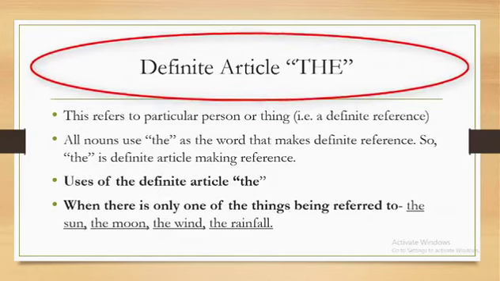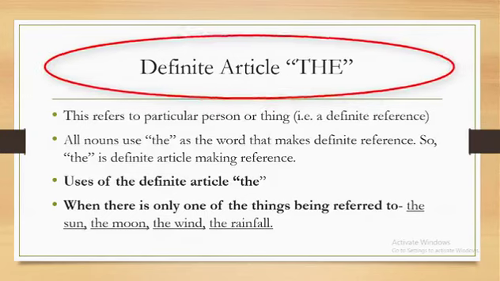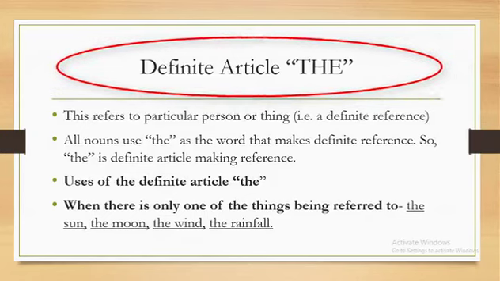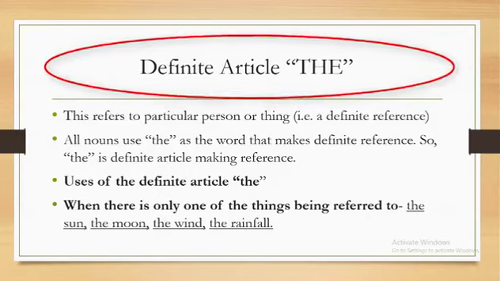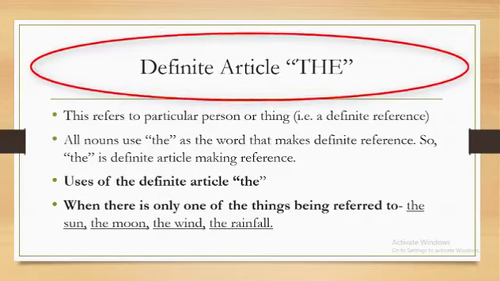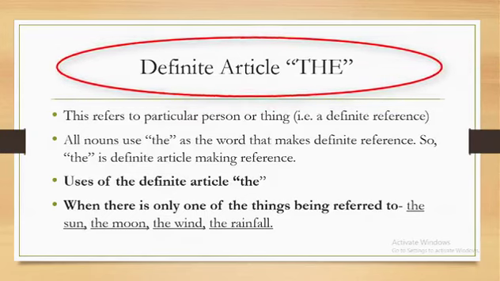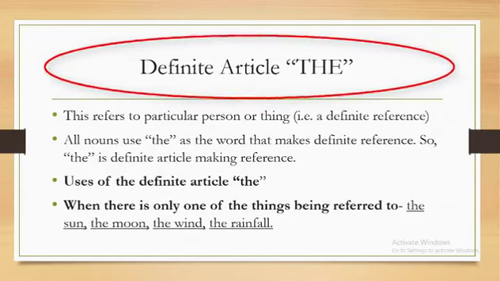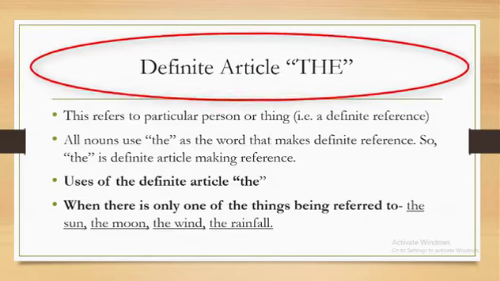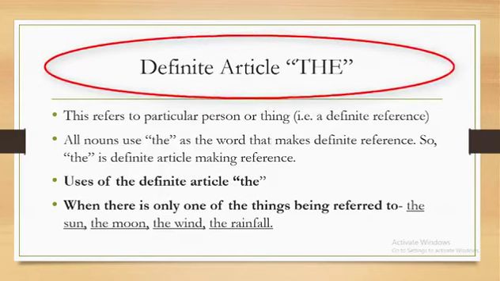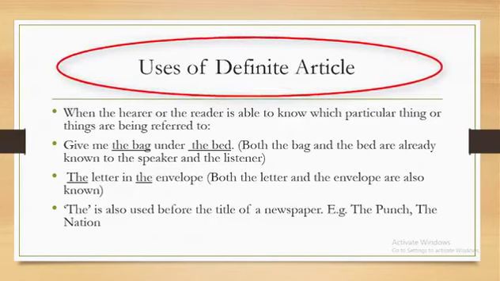So what are the uses of article the? One, when there is only one of the things being referred to. For instance, the sun, there is no other sun. So I'll say the sun is shining. I can't say a sun is shining because there is only one sun. The moon, there's just one moon. The wind, there's no other type of wind. Then the rainfall. So you can see I'm being specific or particular.